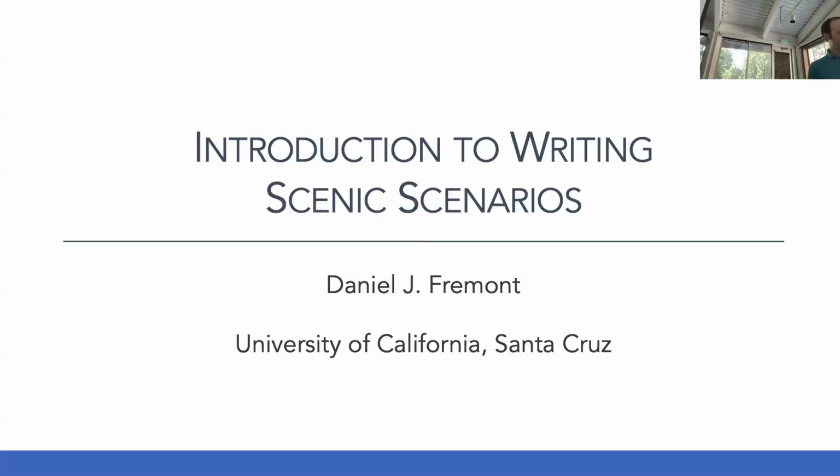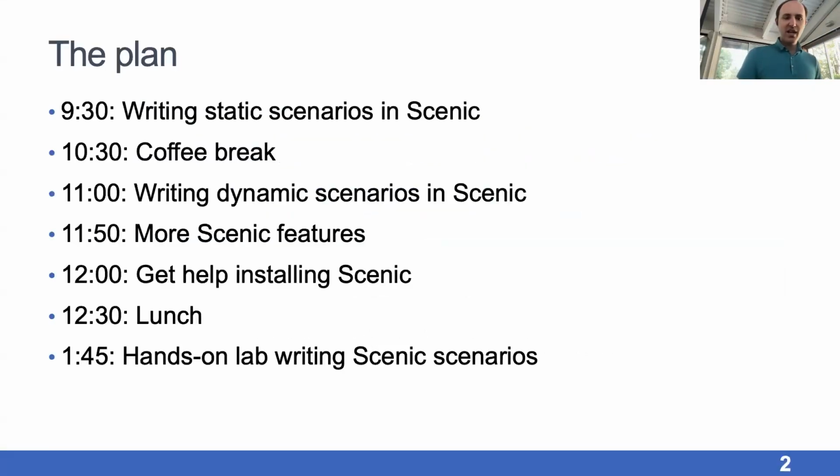All right, so we can get started here on the tutorial. So the plan is we're going to do the first half of the tutorial now. We're going to start with what we call static scenarios. So scenarios where we're just describing things at one moment in time, which would be enough, for example, if you want to generate synthetic images to train some classifier or something like that, maybe.